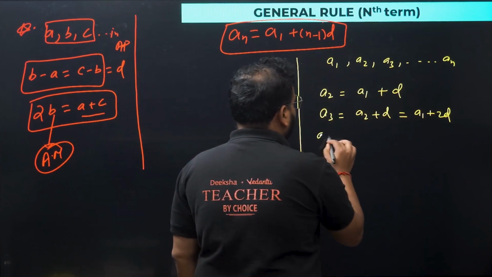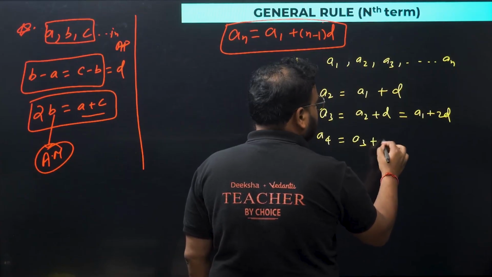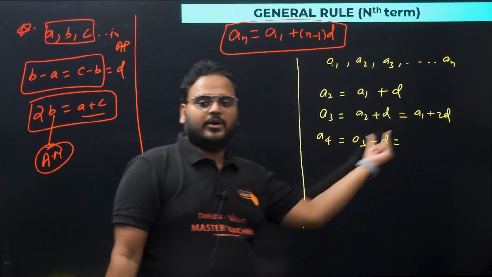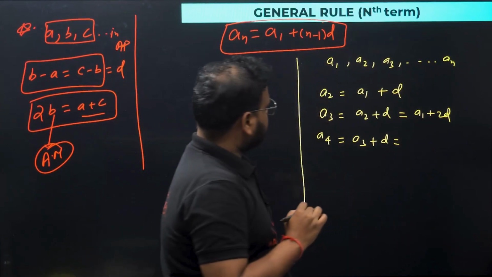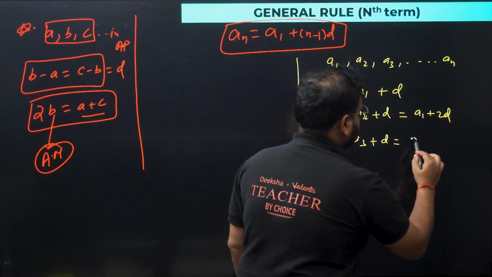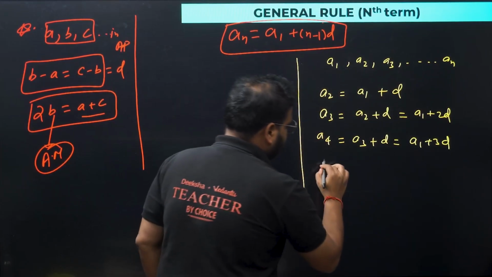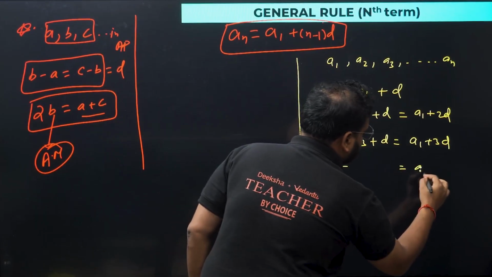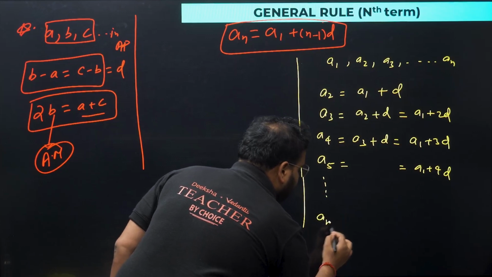Continue. A4. You'll have what? A3 plus D. What's the value of A3? A1 plus 2D. Put it here. You'll get A1 plus 3D. Yeah, A1 plus 3D. This is the value of your A4. Same, if you go for A5, you'll have A1 plus 4D. If you keep going till AN, check carefully.